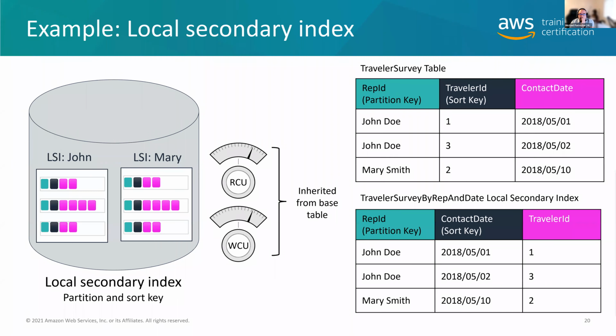Let's see. Is there anything else to share about this? Billy, you were asking about whether the row size changes? No, it's still 400K. Here's something interesting though: the total size of the local secondary index cannot exceed 10 gigabytes, just because it's co-located on the same partition. So they have a size limit there.